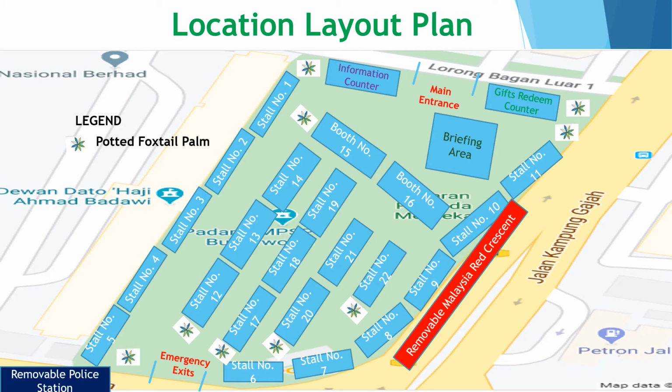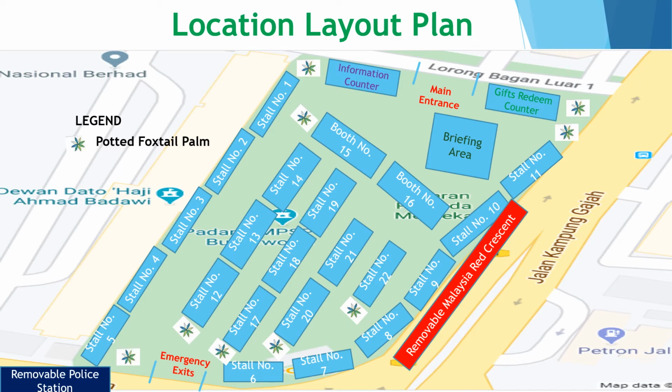And also the location layout plan. You can see here so many tents. We have put up a lot of tents, stalls, kiosks. Many events will be held there. We're also selling some of the business in selling foods, selling goods or products, especially green products. And we also have a briefing area to brief about the environment.